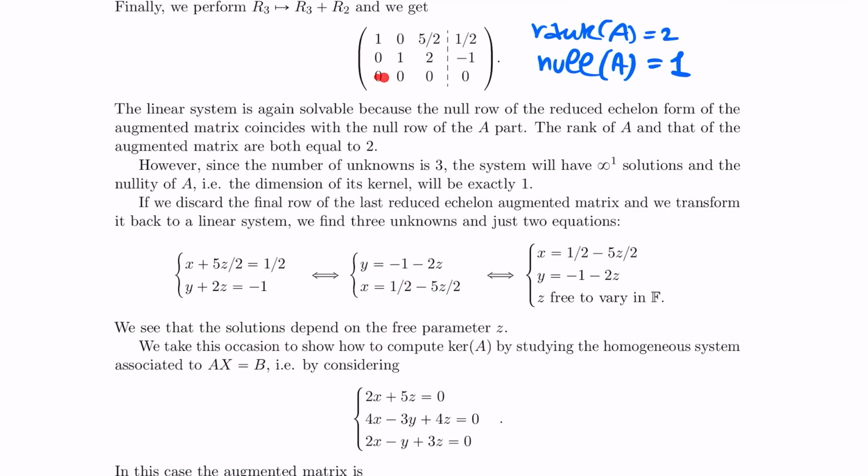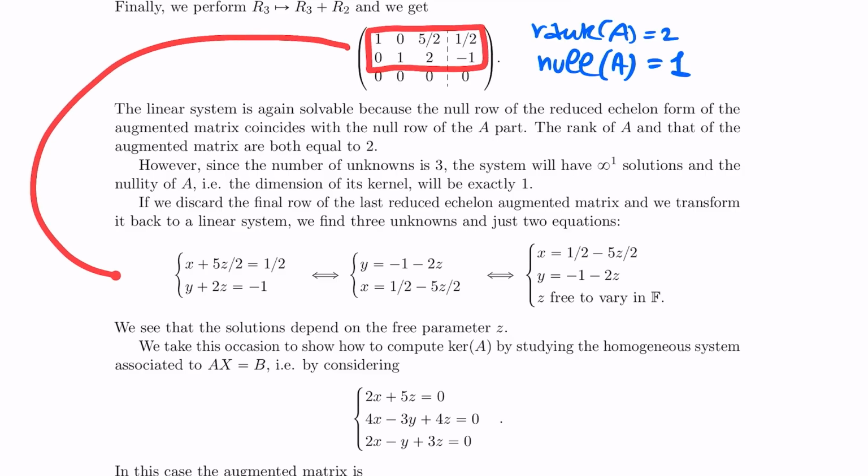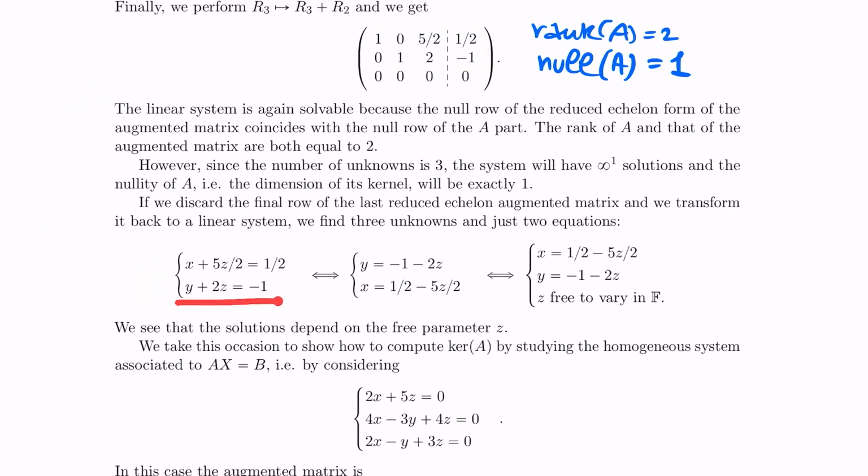We already know that we can discard the last row of the reduced augmented linear matrix, and if we use the first 2 rows, then we can transform them back into this linear system here. This system can be immediately solved, and the solution shows that x and y are expressed with respect to the free parameter z.